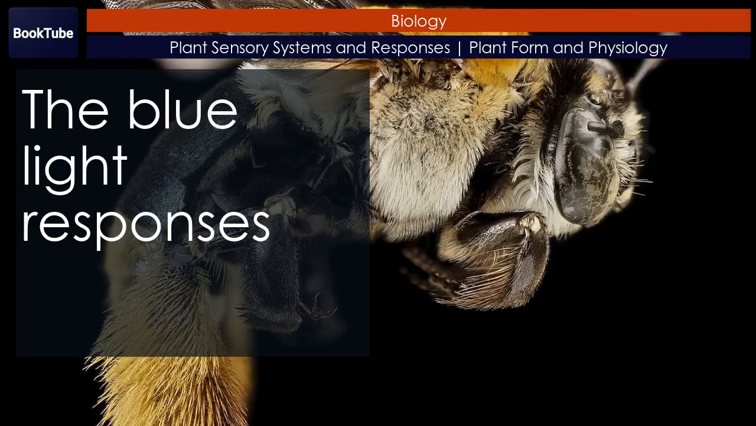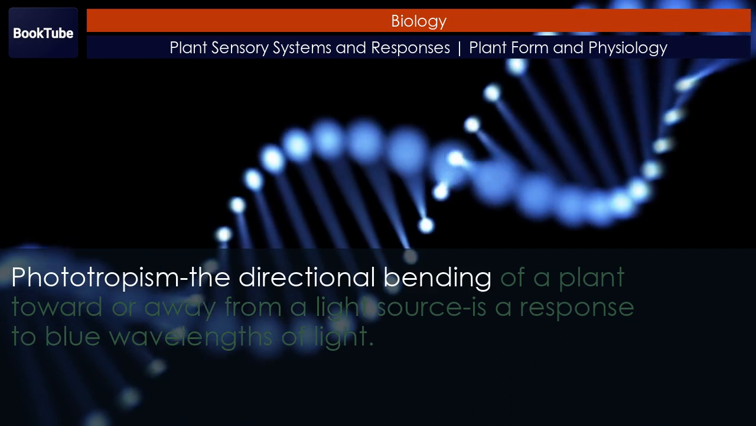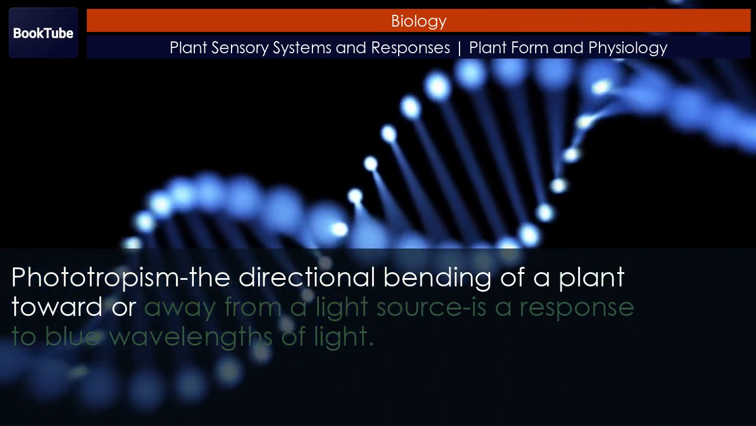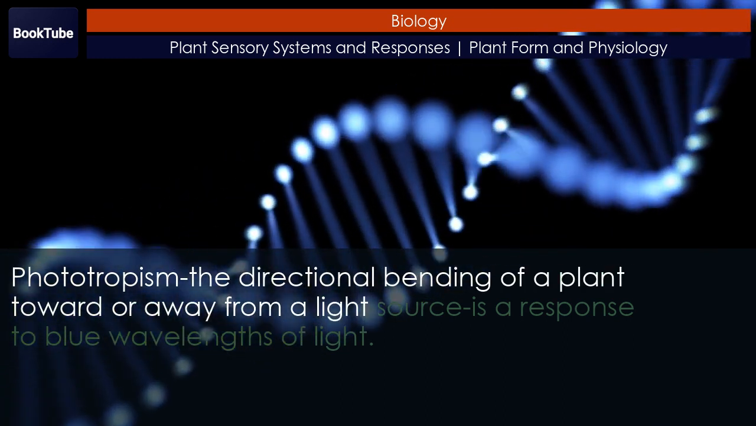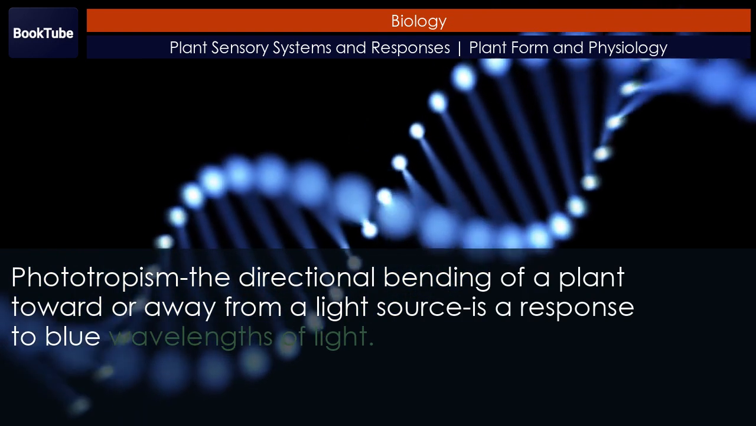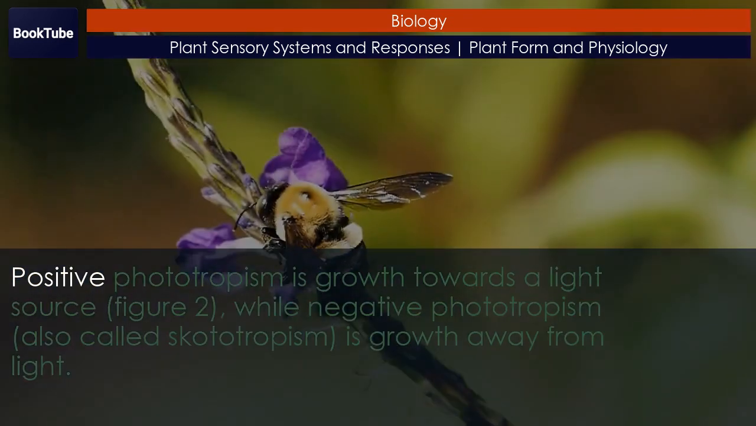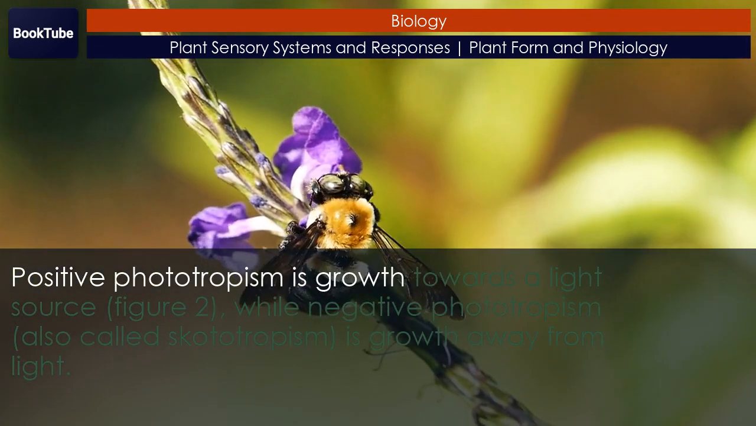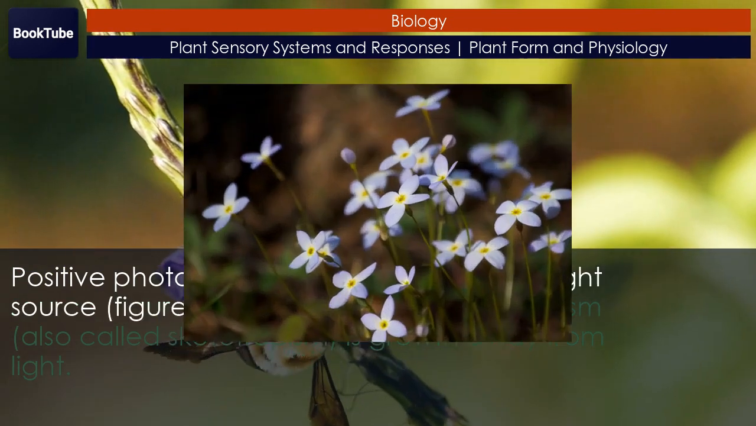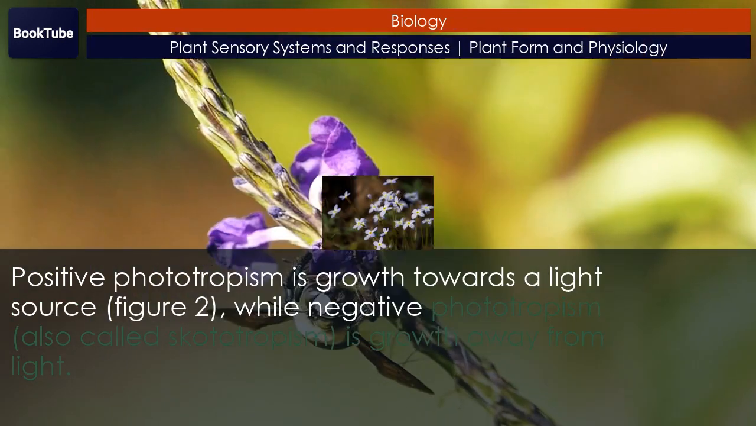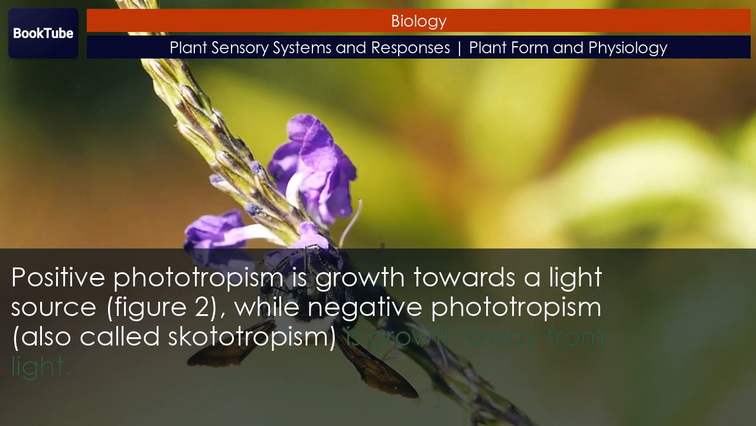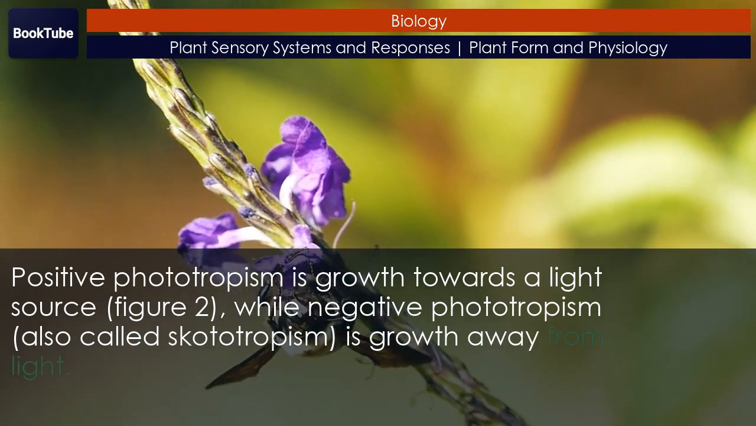The blue light responses. Phototropism, the directional bending of a plant toward or away from a light source, is a response to blue wavelengths of light. Positive phototropism is growth towards a light source, as in Figure 2, while negative phototropism, also called scototropism, is growth away from light.